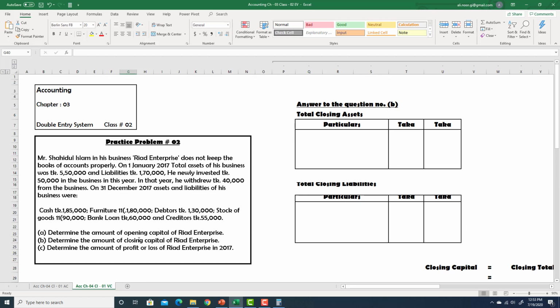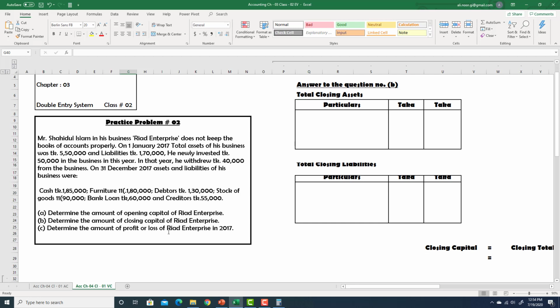Answer to question B. We need to calculate closing capital. Here you have to look very carefully: this time we are not given the total assets and total liabilities. We are just given some accounts, and we need to calculate how much closing assets and closing liabilities the business had as of 31st December 2017. So I have prepared two tables to calculate total closing assets and total closing liabilities.